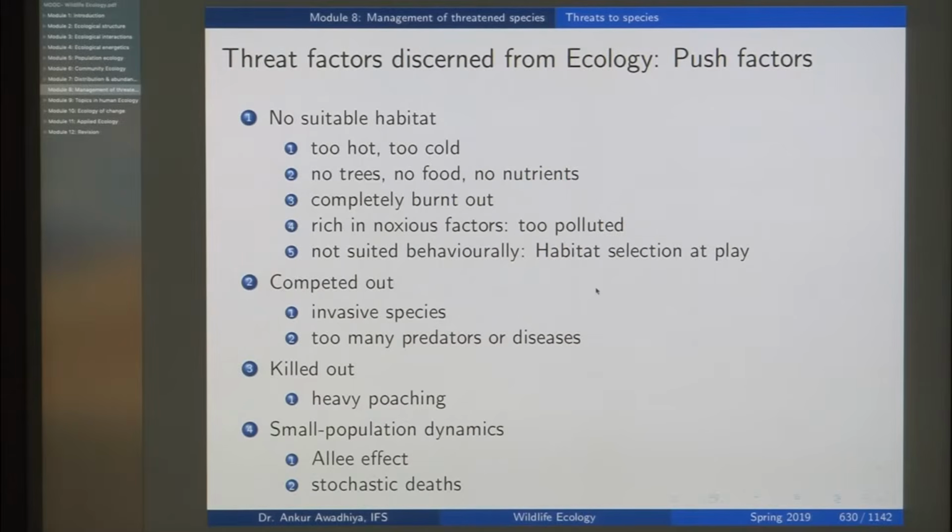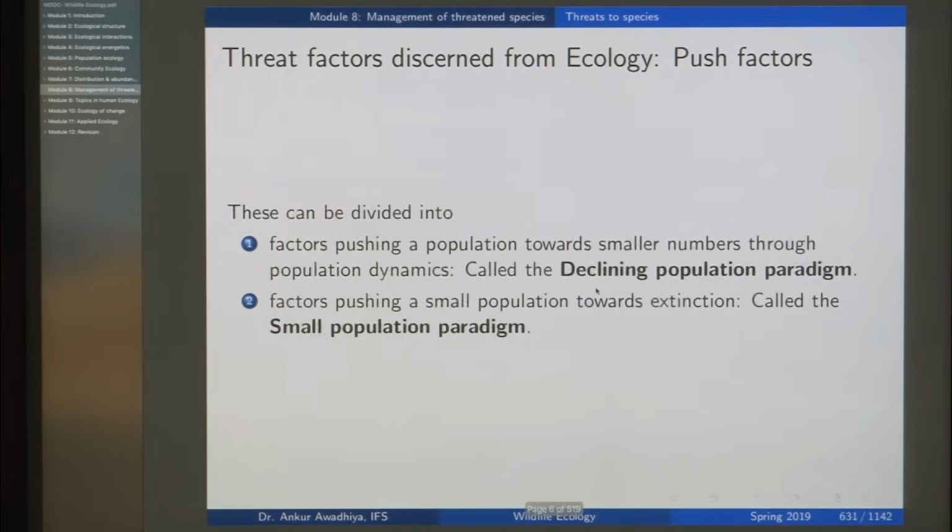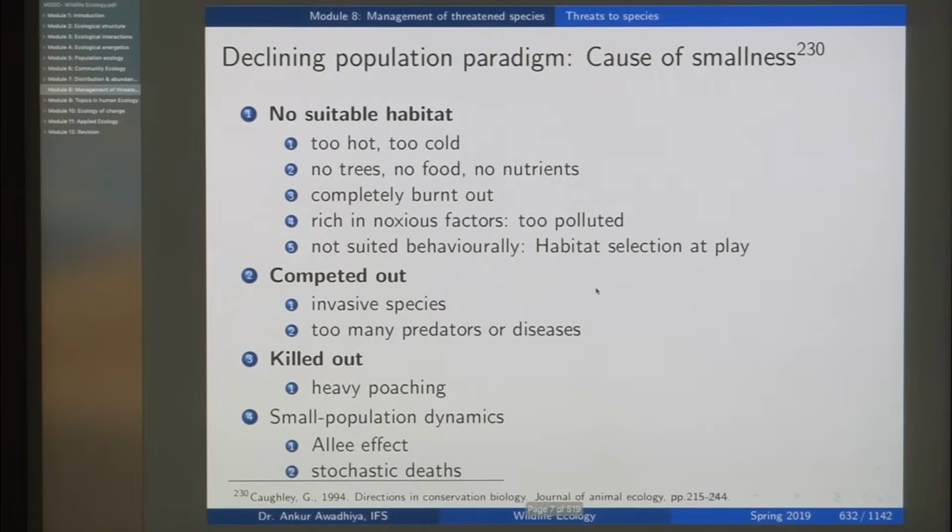So, we looked at different push factors: no suitable habitat, competed out, killed out, small population dynamics. And then these push factors are divided into two paradigms: declining population paradigm and small population paradigm. So, for any population it becomes smaller, and once it has become small enough, then it becomes extinct. So, the factors that push a population towards smaller numbers are the declining population paradigm, and the factors that push a small population towards extinction fall into the small population paradigm.